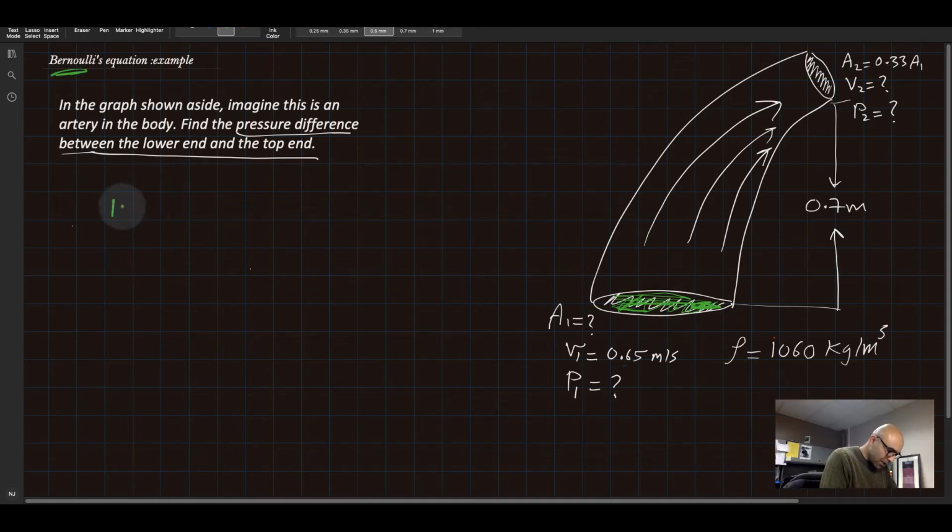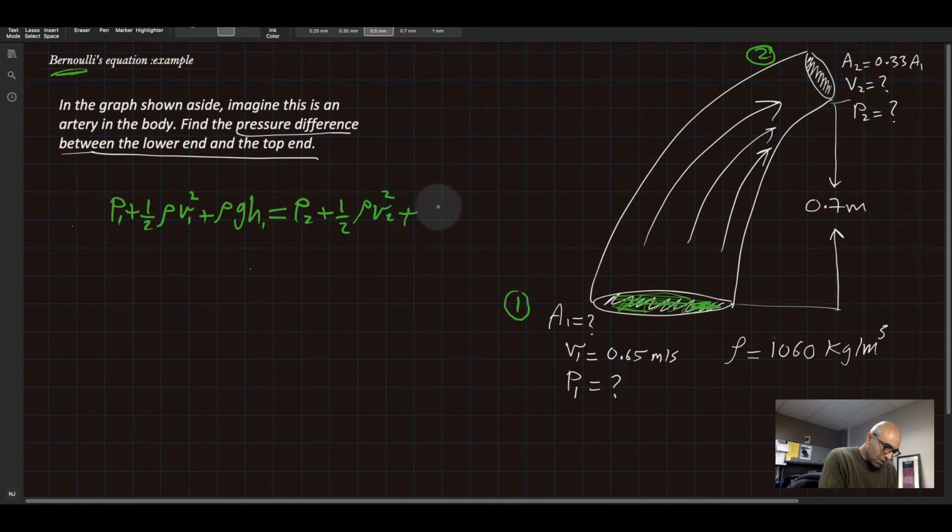Bernoulli's equation says that, with this as spot number 1 and this here as spot number 2, the pressure P1 plus 1/2 rho V1 squared, which is the density times the velocity squared at this part of the artery, plus rho g h1, which is the density times gravity times h1, is equal to P2, the pressure at this area here, plus 1/2 rho V2 squared, the velocity at this area, plus rho g h2. So we are applying Bernoulli's equation, as you can see.